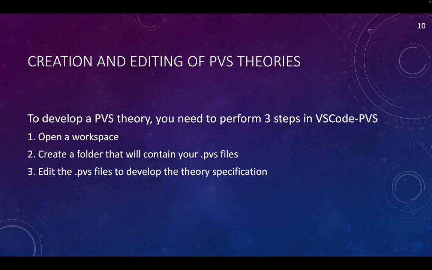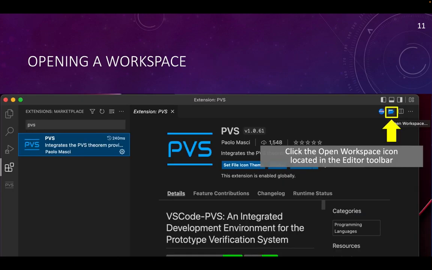To develop a PVS theory, open a workspace, create a folder that will contain your PVS files, and enter the theory specification in the PVS files. To open a workspace, click the blue Open Folder icon located in the Editor toolbar. A file browser will be opened that you can use to select the folder you want to use as workspace. After selecting the folder, the content of the folder will be automatically loaded in Visual Studio Code.